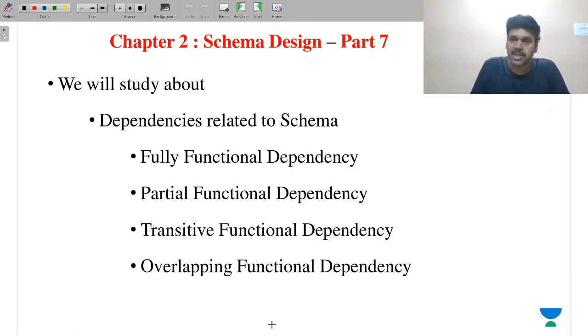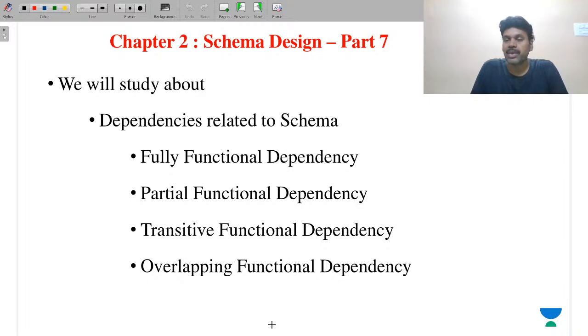Now, coming to today's session, we are going to discuss different kinds of dependencies which are available in the schema design process of database management system. A schema is nothing but an object, and every object is also called an entity. An entity is associated with some dependencies. The dependencies are fully functional dependency, partial functional dependency, transitive dependency, and overlapping dependencies. If a schema is associated with some of these dependencies, then there are some problems. Each dependency produces redundancy.